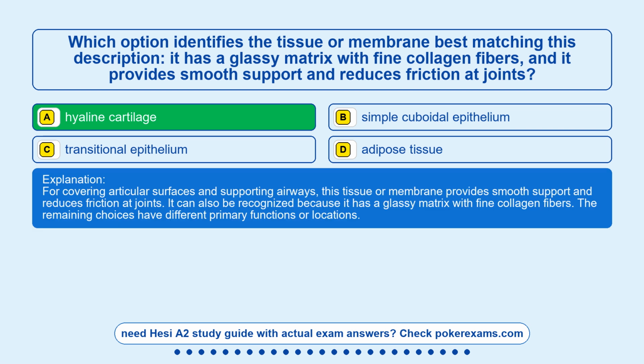For covering articular surfaces and supporting airways, this tissue or membrane provides smooth support and reduces friction at joints. It can also be recognized because it has a glassy matrix with fine collagen fibers. The remaining choices have different primary functions or locations.